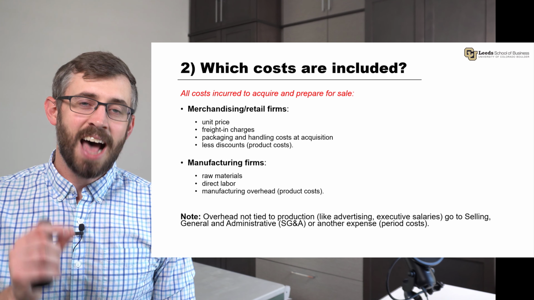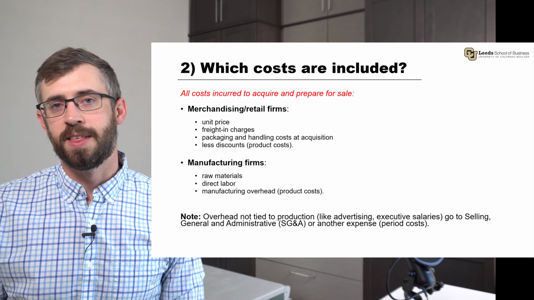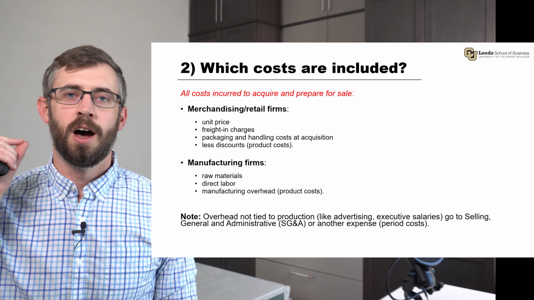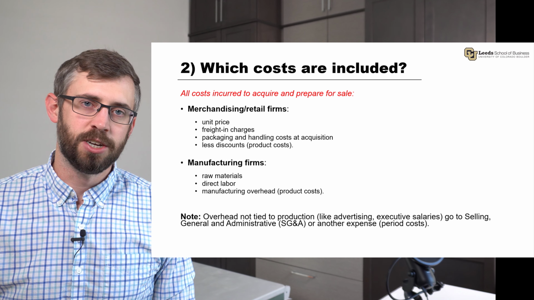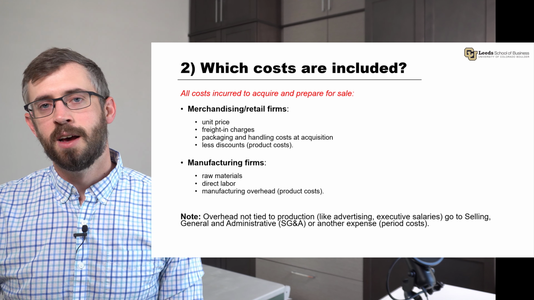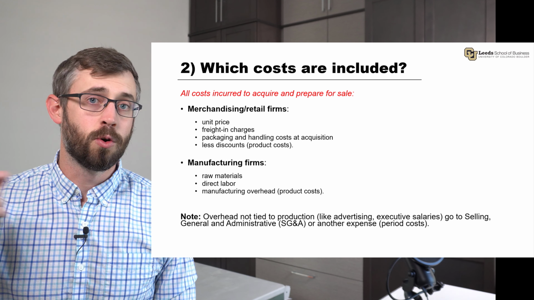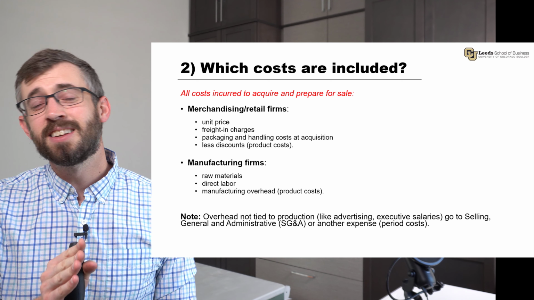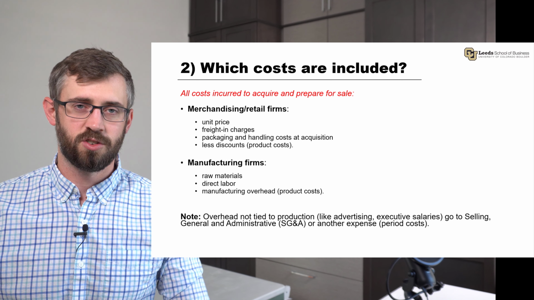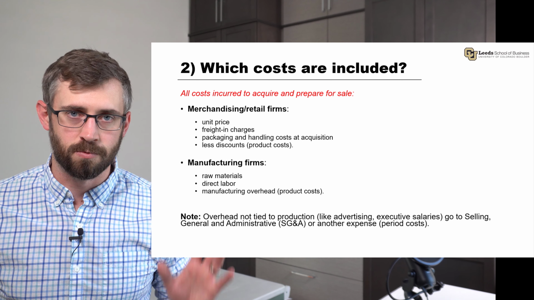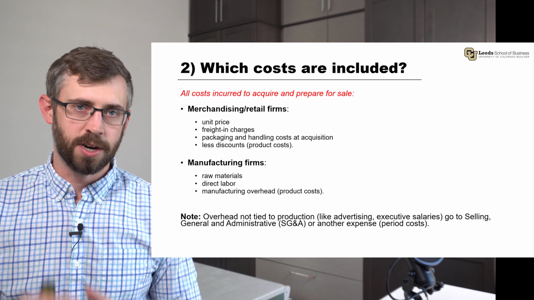Now, overhead that is not tied to production. So things like accountants' salaries, or the salaries or commissions of the salespeople, or the depreciation on the headquarters building or something like that, does not go into our inventory costs. So we're only looking for the costs that directly relate to the production of inventory.